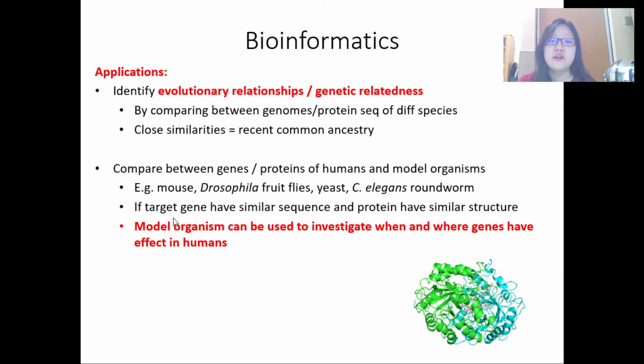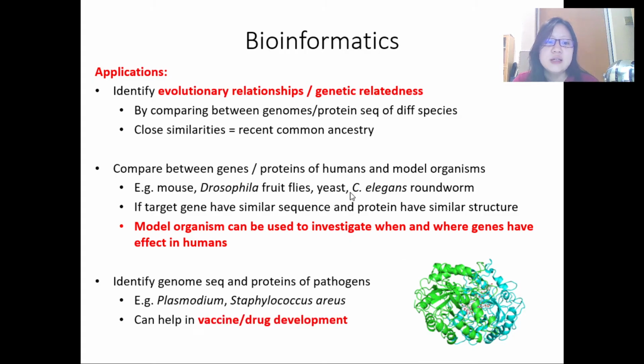And therefore, if we're studying a target gene, we can figure out which model organism has a similar sequence and a protein with similar structure. And if they are similar, then they can be used to investigate when and where genes have an effect in humans. So whatever conclusions you can draw in the model organism about that particular target gene can then also be extrapolated maybe to human beings. So bioinformatics has really helped us with that.